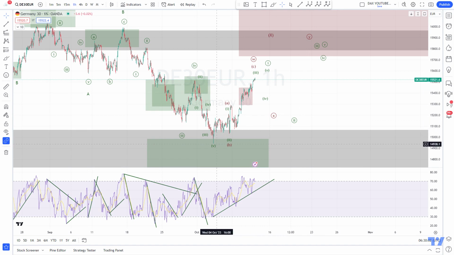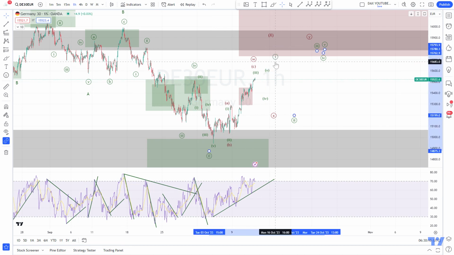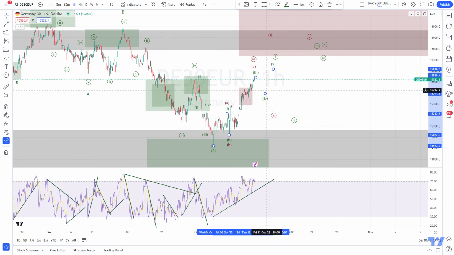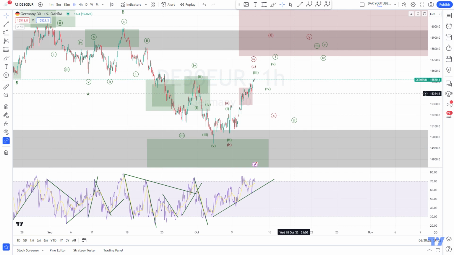it could also be that our correction in the higher time frame was finished here, and then what we need to see here, indicated in green, is an impulse up, as shown here in green. And for the moment, I'm still thinking we do not have the five waves.